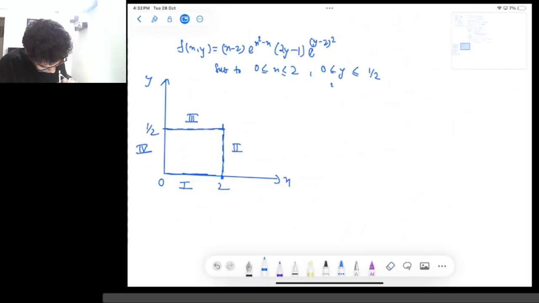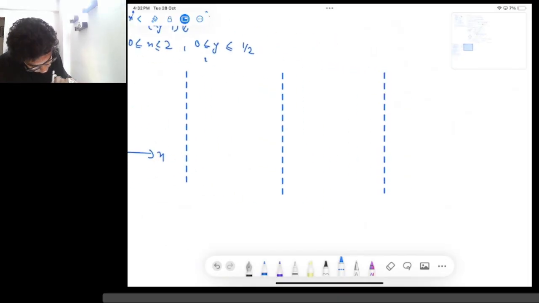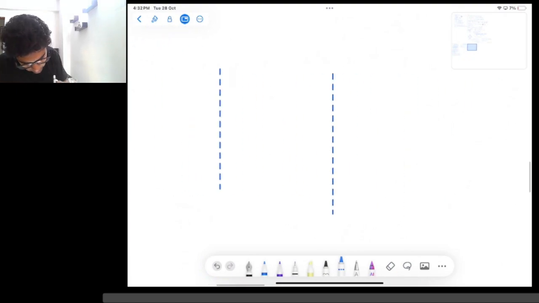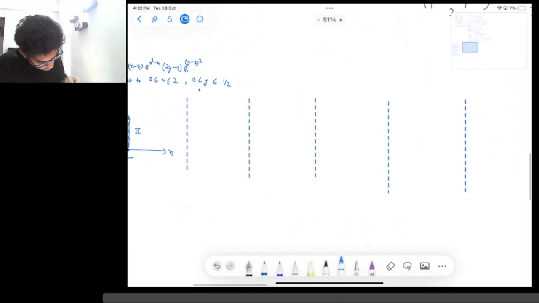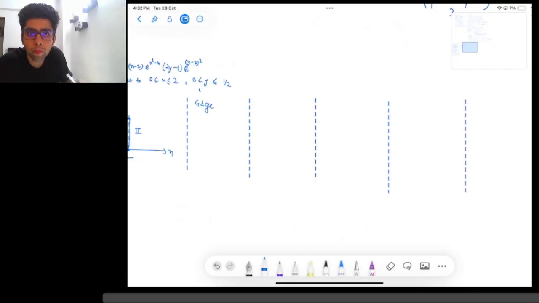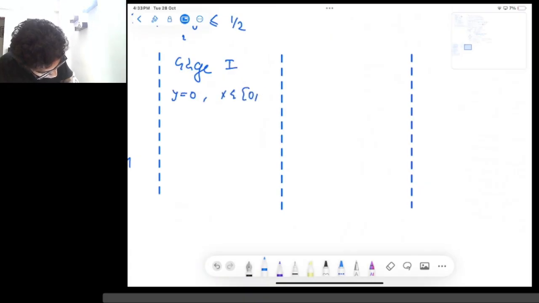Now let me just clear this up. I'll be solving it for 4 cases, so I'll be drawing these lines. First, second, third, fourth will come here. Let's now take the first edge. I hope you guys can see. Let me just zoom. So this is edge 1. Edge 1 has all the points where y is equal to 0 and my x lies between 0 and 2.